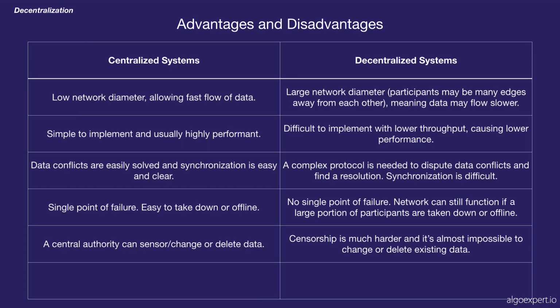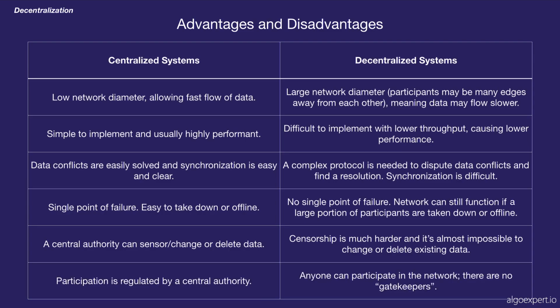All right, continuing here. A centralized system has a central authority that can censor, change, or delete data. We've already talked about this before. In a decentralized system, censorship is much harder, and it's almost impossible to change or delete existing data.